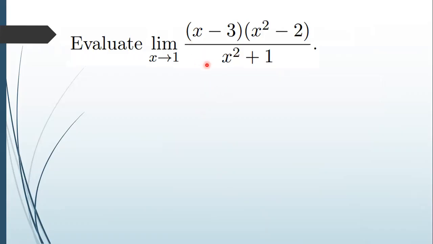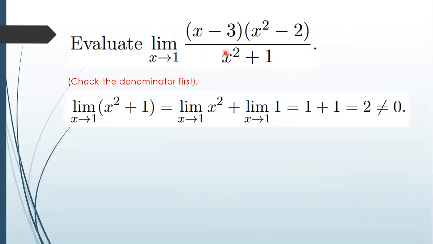And we evaluate the limit of the quantity x minus 3 times the quantity x squared minus 2, all over x squared plus 1, as x approaches 1. First, we check the denominator because this is a rational function. So we check first that the denominator will not be equal to 0. Applying the addition rule, we separate x squared and 1. That's equal to 1 plus 1, which is equal to 2, and 2 is not equal to 0. Then we are safe in this given. We are good to solve this one.